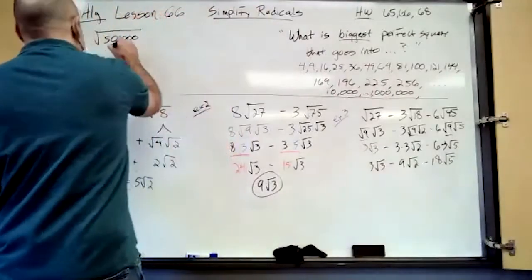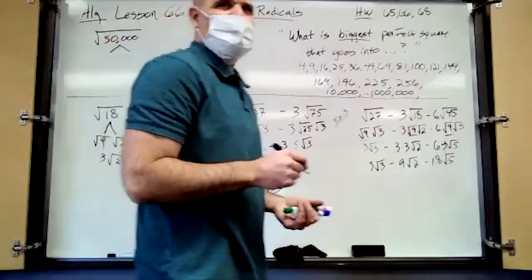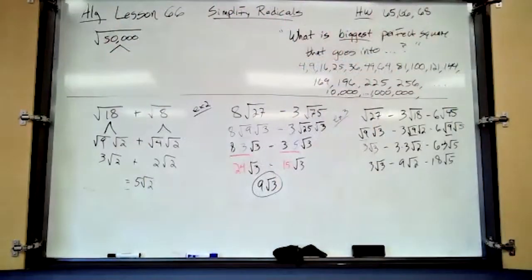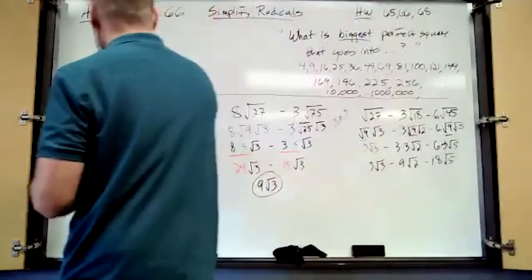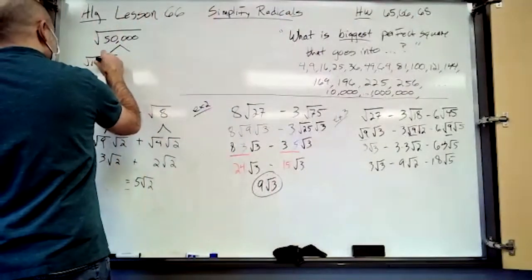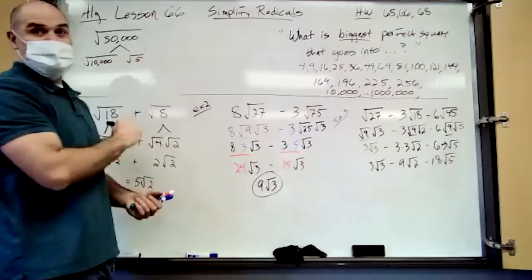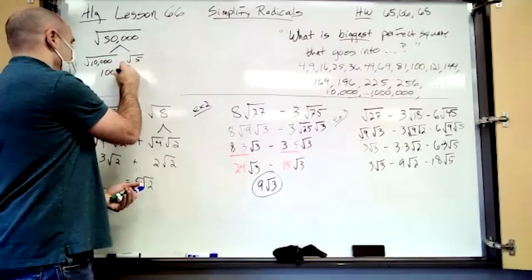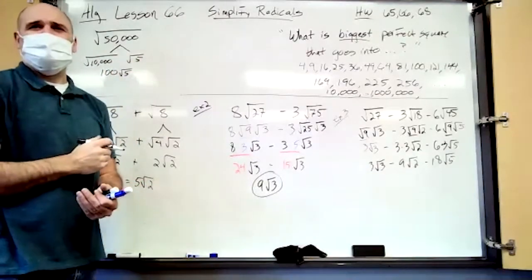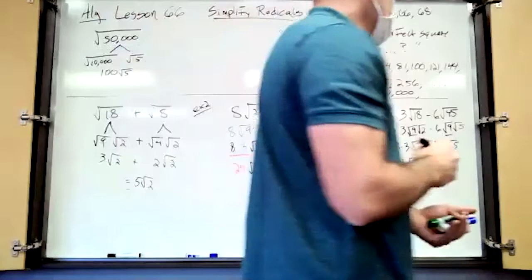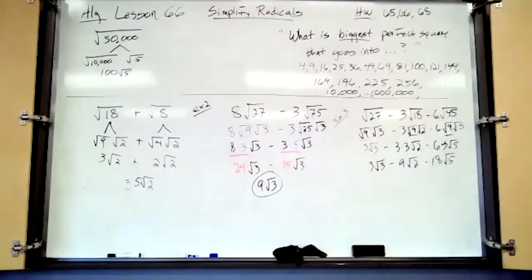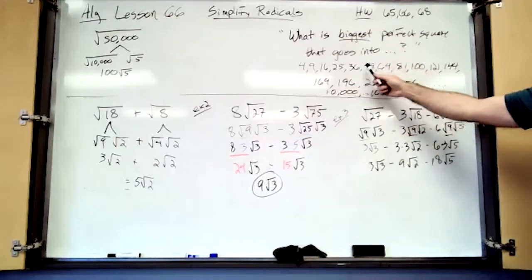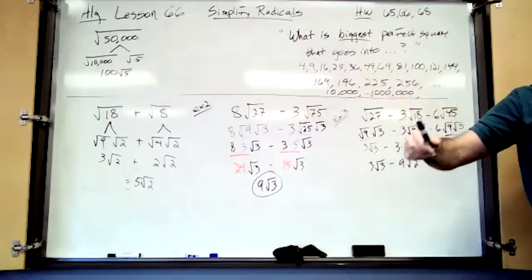Okay? So what is the biggest perfect square that goes into 50,000? 10,000. Right. So square root of 10,000 times the square root of 5. So far, so good? What's the square root of 10,000? 100. So just because they're big numbers doesn't mean they're frightening. And I'm not going to give you some random huge number. I'm going to give you a number where it's obvious, where you can find a perfect square. So it's either one of these with a couple zeros on the end, or it's a power of 10.